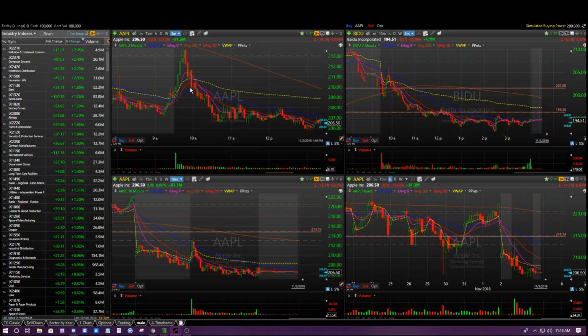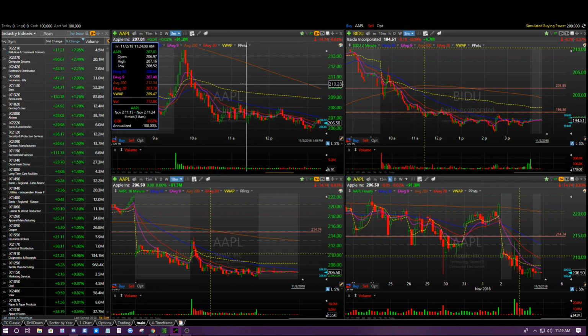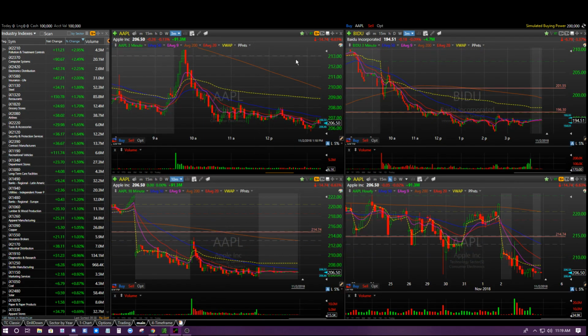Same thing with reversals. If something's under the VWAP and it's starting to reverse, once it gets up over that VWAP, that's when I start looking at it and say, okay, it's now over the VWAP. Now we can look to take it, maybe take it long. So that's just how I use it. But let's go on to some more trades.